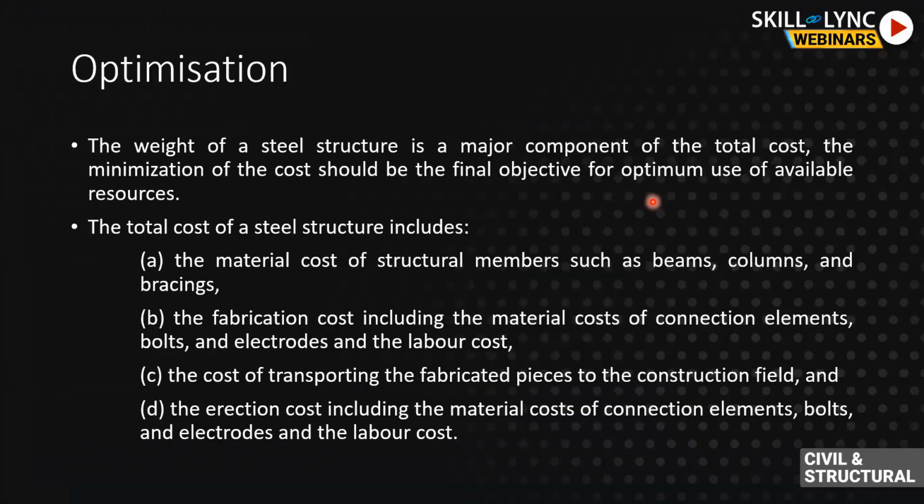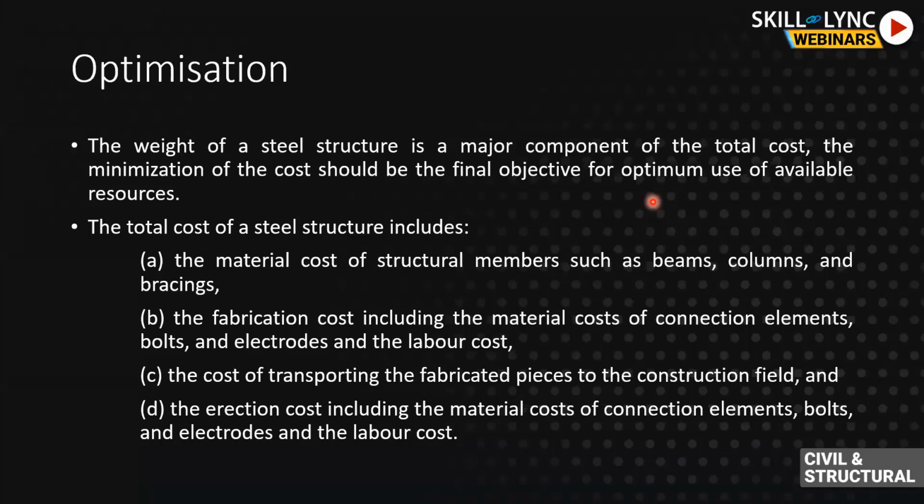Now let's see what is optimization. So our webinar is all about structural optimization of steel structures. So we need to understand what is optimization before we go into the structural optimization. So weight of a steel structure is a major component of the total cost. The minimization of the cost should be the final objective for optimum use of available resources. So maybe in concrete you say in volume, but in steel you say in tons or weight of the steel structure.